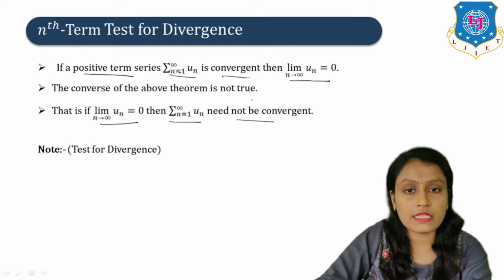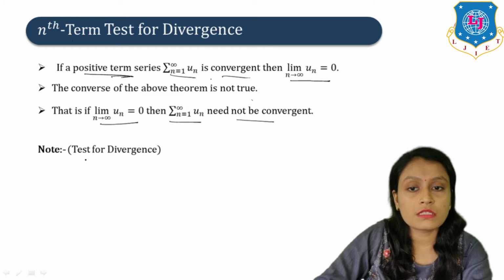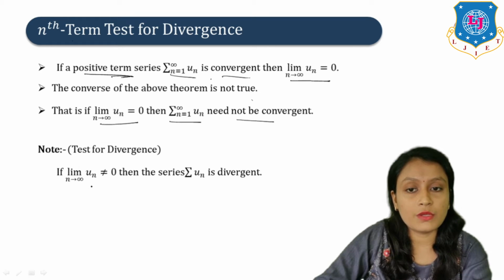So what this theorem says is that if a positive term series is convergent, then this limit n tends to infinity un will always be 0. But we cannot write it in the converse form, that is, if limit n tends to infinity un is equal to 0, we cannot always say that the series Σun is convergent. Okay, so this gives a test for divergence. That is, if limit n tends to infinity un is not equal to 0, then the series Σun is divergent.